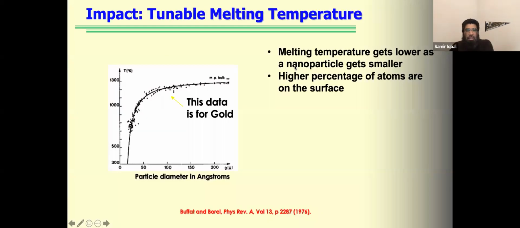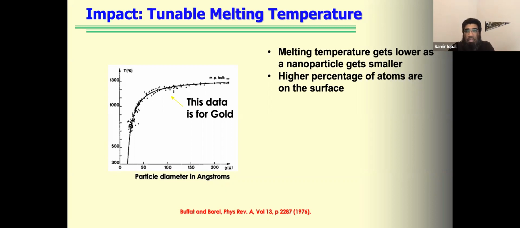We talked about industrial applications, right? So in industry, a lot of times, they have to melt things to put them into whatever they want to make, right? Maybe it's plastic, maybe it's metal. If you make them smaller, we can control the melting point.